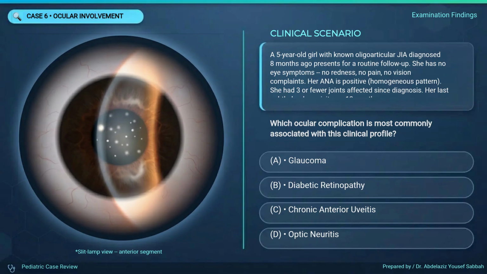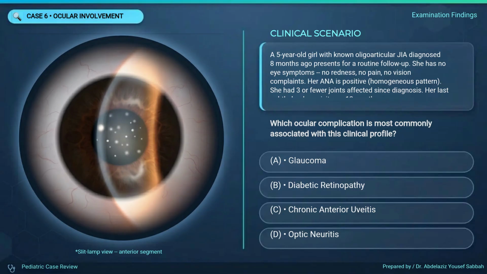Case 6. A 5-year-old girl with known oligoarticular juvenile idiopathic arthritis diagnosed 8 months ago presents for a routine follow-up. She has no eye symptoms, no redness, no pain, and no vision complaints. Her antinuclear antibody is positive with a homogeneous pattern. She had 3 or fewer joints affected since diagnosis. Her last ophthalmology visit was 12 months ago.